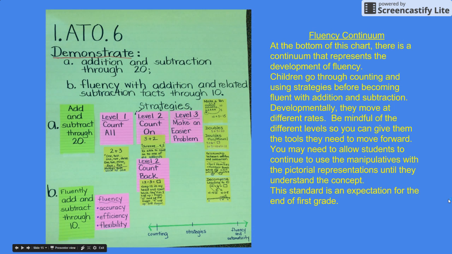So once again, here's my chart, and I want to show you one more thing at the bottom. I drew a little continuum at the bottom because that represents the development of fluency. Children go through these counting and using strategies before becoming fluent with addition and subtraction. And developmentally, they will move at different rates. Be mindful of the different levels so you can give them the tools they need to move forward. You may need to allow some students to continue to use the manipulatives with the pictorial representations until they understand the concept. And remember, this standard is an expectation for the end of first grade.